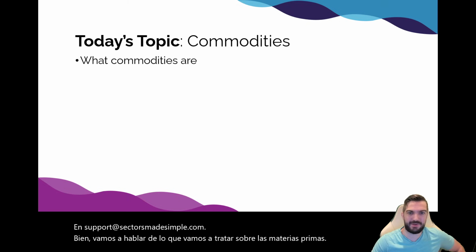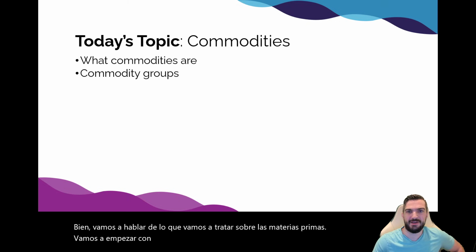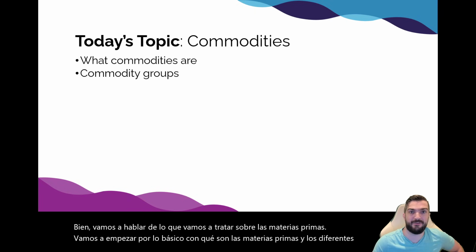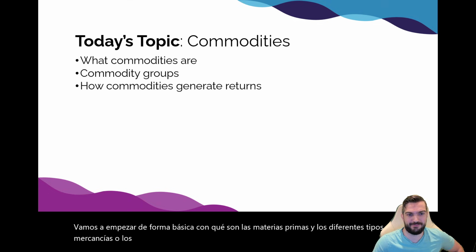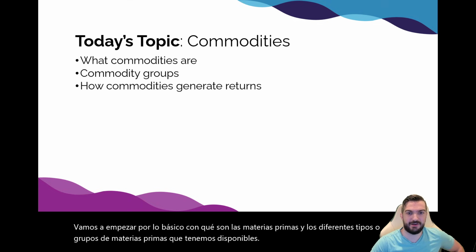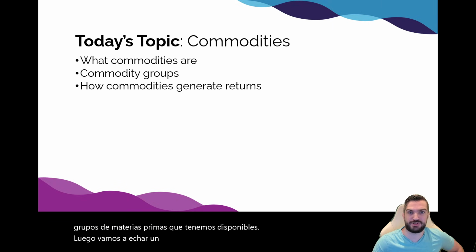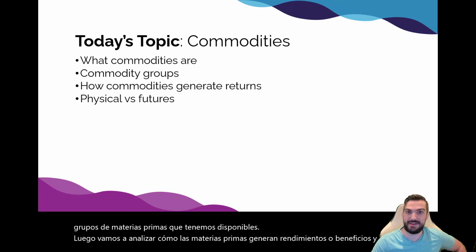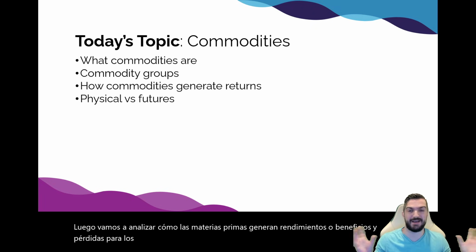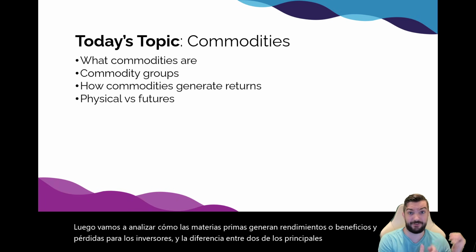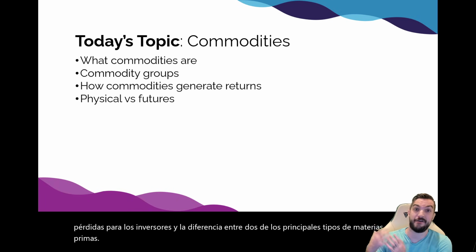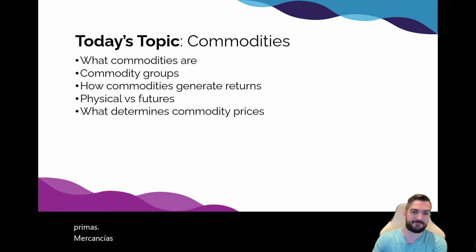All right, let's get into what we're going to cover about commodities. We're going to start off basic with what commodities are and the different types of commodities or the groups of commodities that are available to us. Then we're going to take a look at how commodities generate returns or profits and losses for investors, and the difference between two of the main types of commodities: physical commodities and futures commodities.